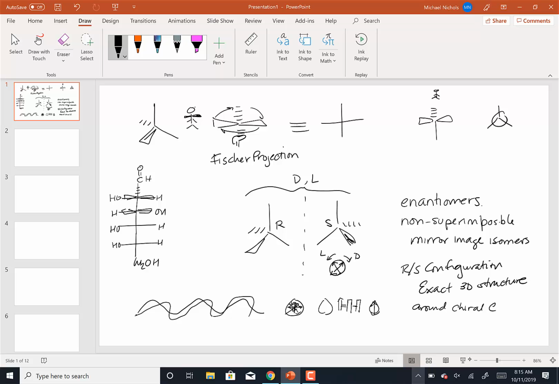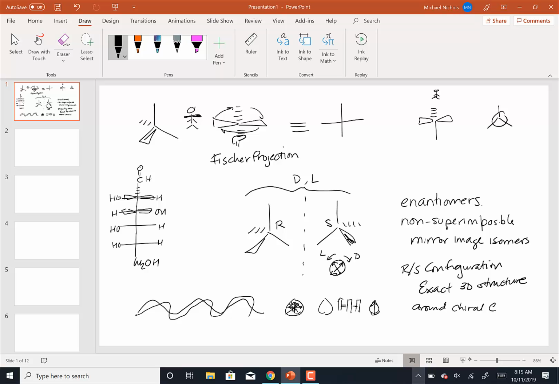Every drug that is chiral has to undergo that test, because you have to certify to the FDA that you have the R or the S. And if you have a drug with more than one chiral center, you have to determine the R and S of each of the chiral centers. Then you also have to determine whether it's D or L.